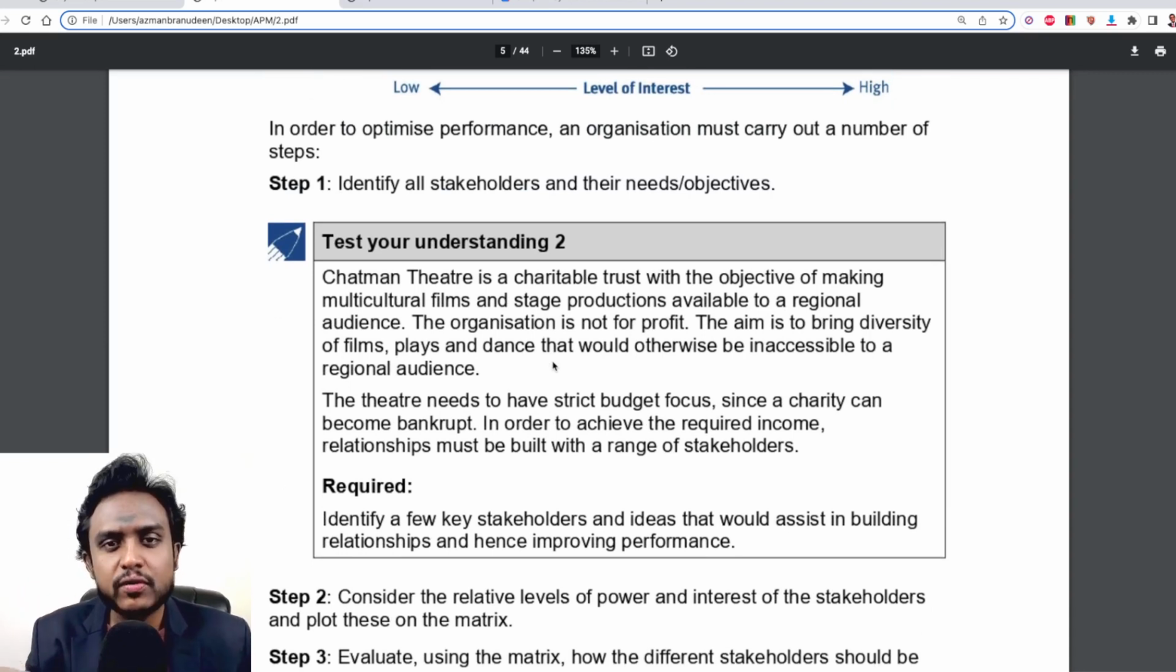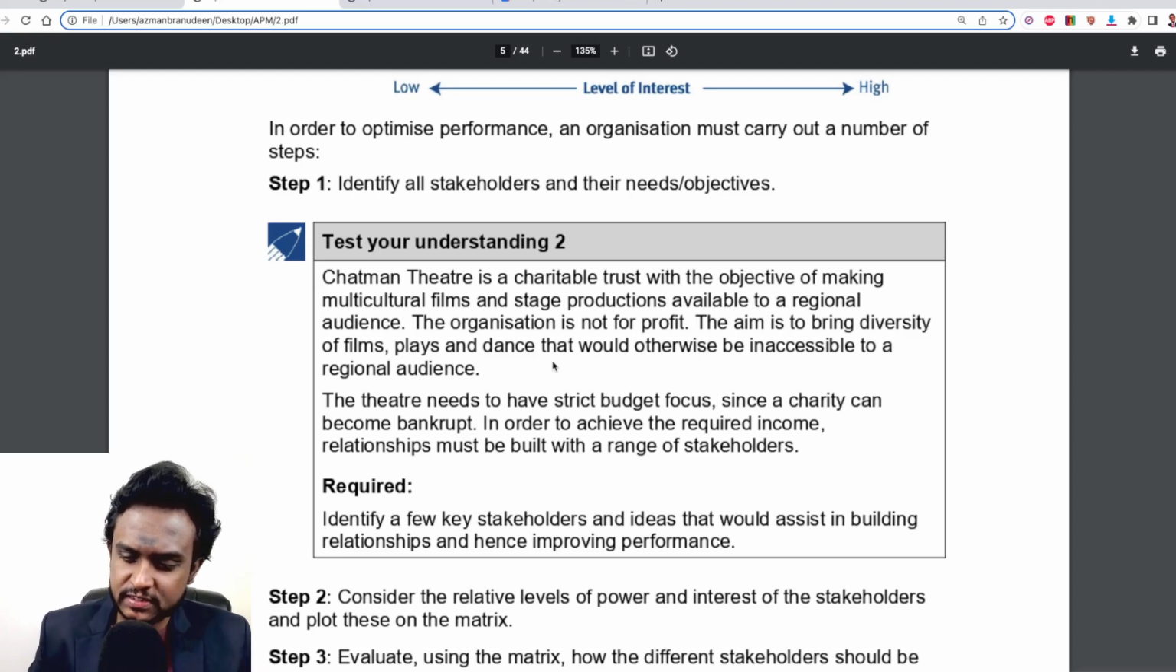So if you were to apply stakeholder analysis into a company, you're going to start with identifying all the stakeholders and what their needs are. What are they doing? Why are they related to us? What are their objectives? That's your first step.